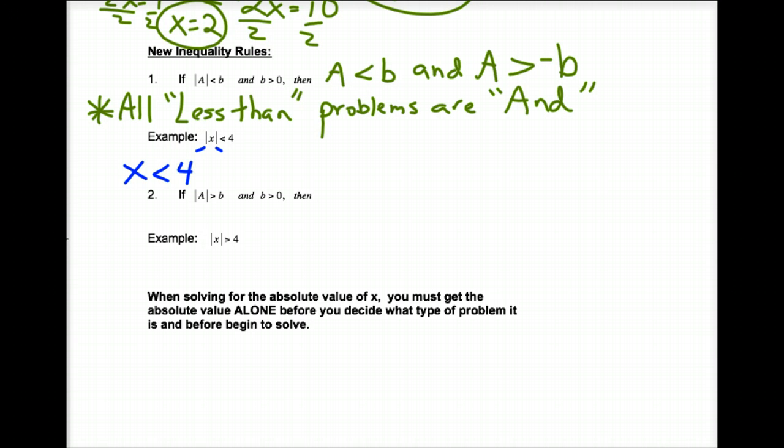Now, is less than an "and" or an "or"? And. Everybody say it. Less than rhymes with and. But then greater than, not and. It's definitely "and." Now, we've got a double flippy going on here. Flip it and flip the sign. Greater than negative 4.